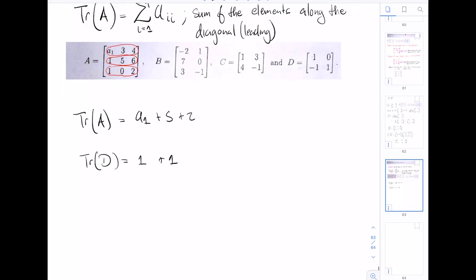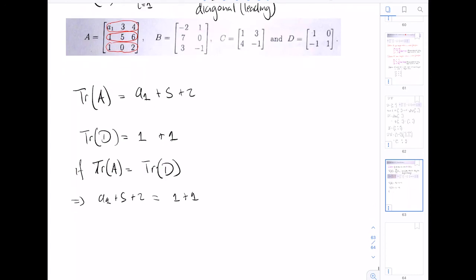So if the trace of A is equal to the trace of D, then this means that A1 plus 5 plus 2 is equal to 1 plus 1. So this means that A1 is equal to negative 5. Okay, and that completes this presentation.